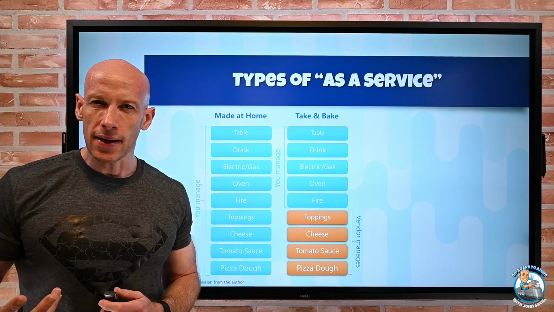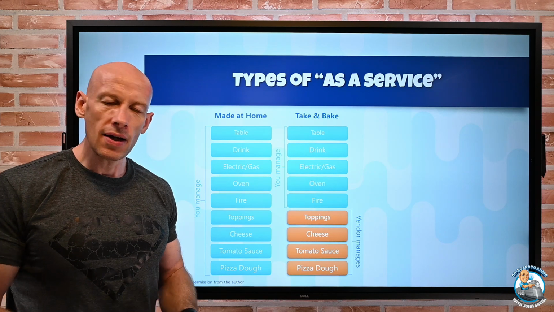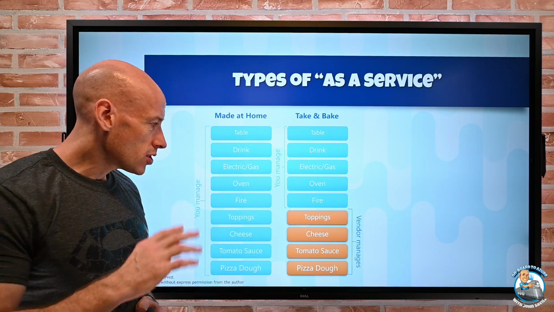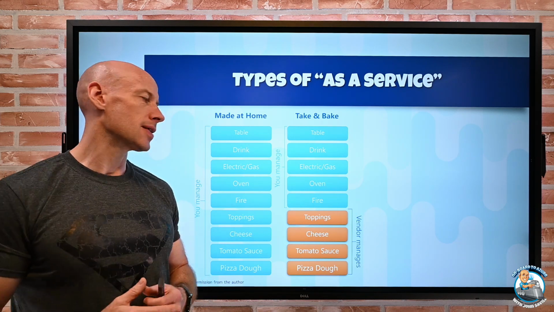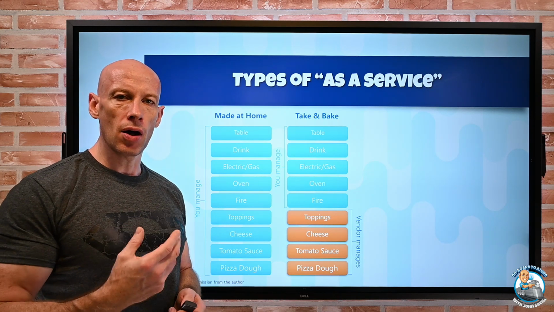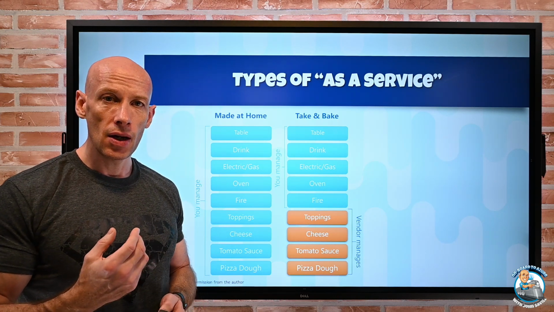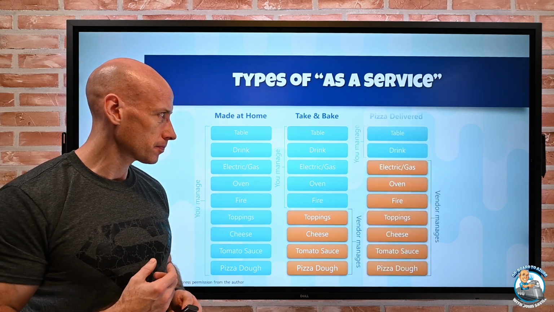They're a take and bake. I go somewhere, I pick up the pizza, then I have to take it home and cook it. So someone else has been responsible for the pizza itself, the ingredients. I'm responsible for providing the infrastructure and managing the part to actually cook it. So I have to put it in the oven, set the temperature the right way. I have to use my own table.